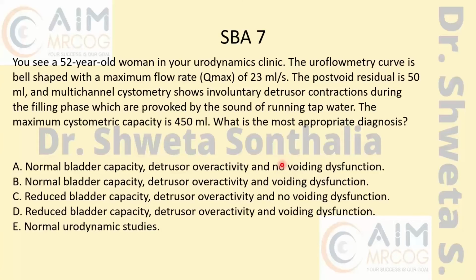You see a 52-year-old woman in your urodynamic clinic. The uroflowmetric curve is bell-shaped with a maximum flow rate, Qmax, of 23 milliliters per second. The post-void urine is 50 ml and multi-channel cystometry shows involuntary detrusor contractions during the filling phase, which are provoked by the sound of running tap water. The maximum cystometric capacity is 450 ml. What is the most appropriate diagnosis?